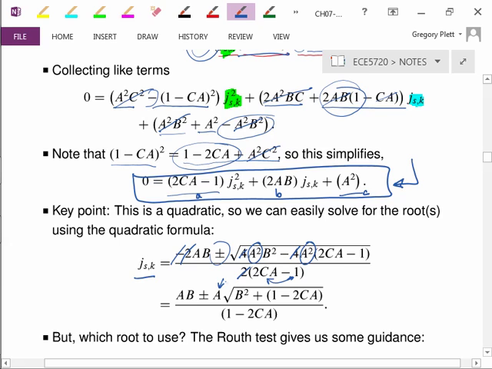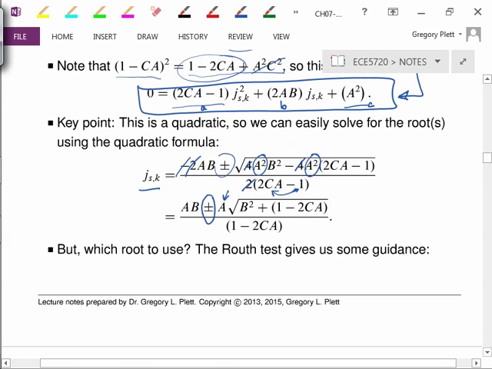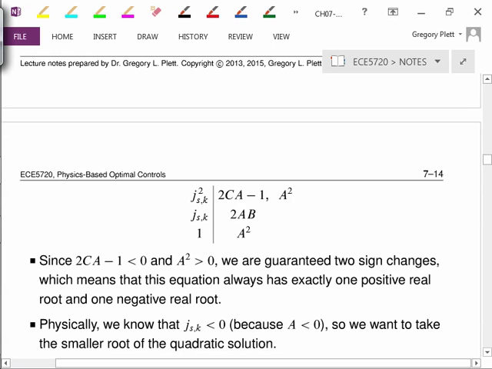It's telling me, though, that there are two possible solutions. It wasn't obvious from the implicit equation, but from this we see that Js can have two possible values. Which one to use? Well, the Routh test is something that we can apply to this to give us some guidance. The Routh test, if you remember, is a geometric test which says for some polynomial, are the roots in the left half plane, are the roots in the right half plane, or is one in one plane and one in the other plane.